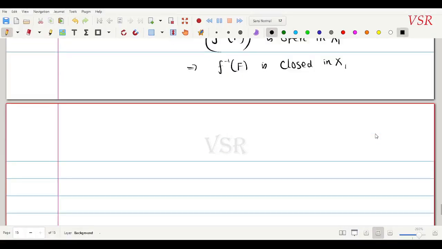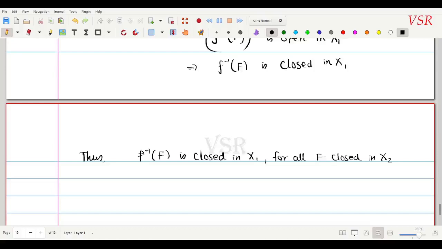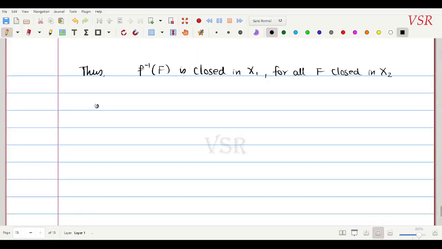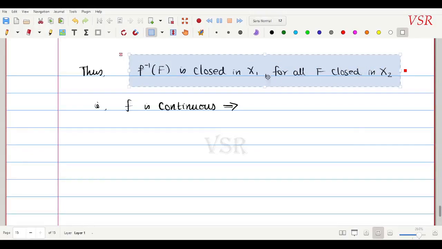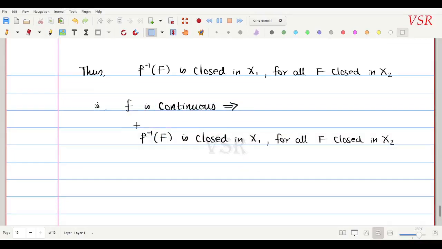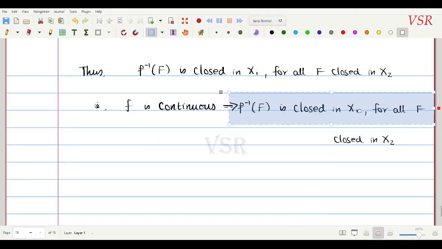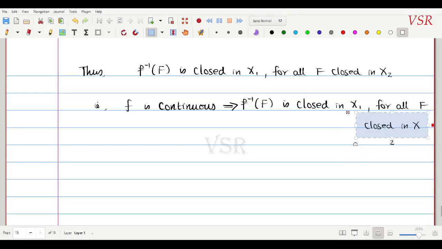So we have shown that F inverse of F is closed in capital X1 for all F closed in capital X2 ல இருந்து கொடுத்தாலும். அப்போ hence we have shown that one way proof பண்ணிட்டோம். So that is we have shown that f is continuous implies that F inverse of F is closed for all F closed in X2.